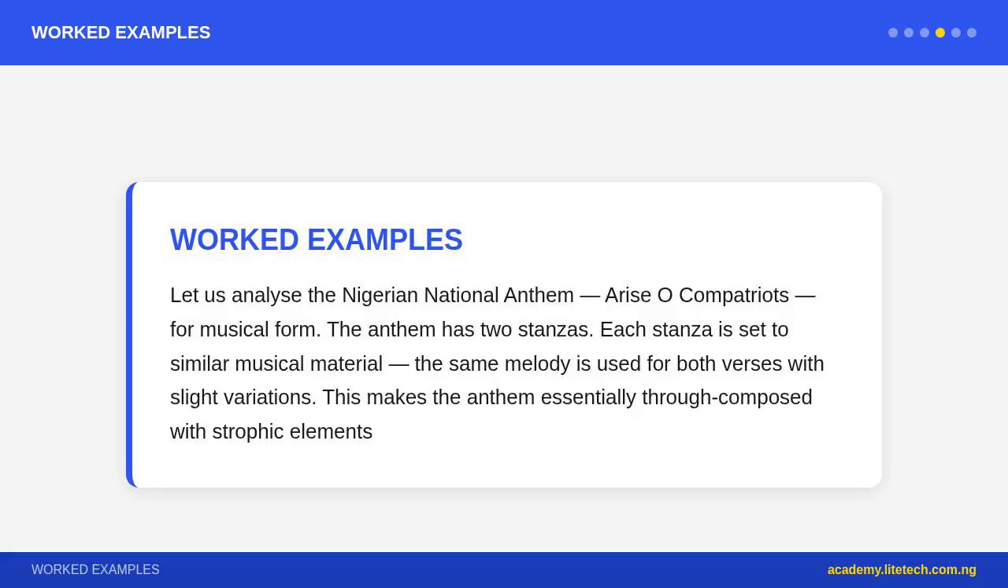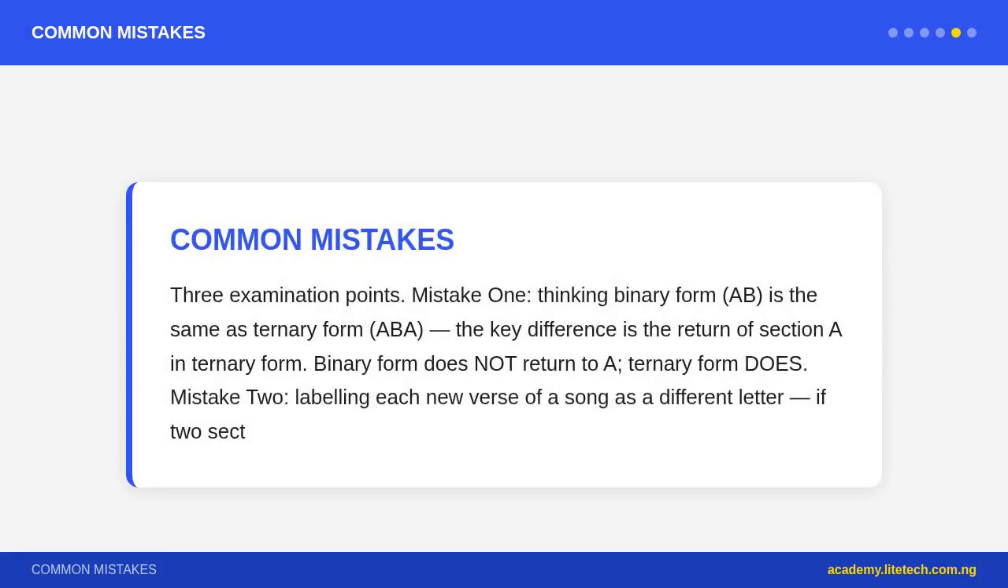Extended forms. From binary and ternary form, more complex forms develop. Rondo form, ABACADA: the main theme returns between each contrasting episode. This is common in classical music, Beethoven, Mozart, and in some traditional African song structures where the chorus returns between each new verse. Verse-chorus form is a modern development where verses present new lyrics and the chorus returns with the same memorable hook. Most Afrobeat songs, gospel songs, and contemporary Nigerian popular music use verse-chorus form.